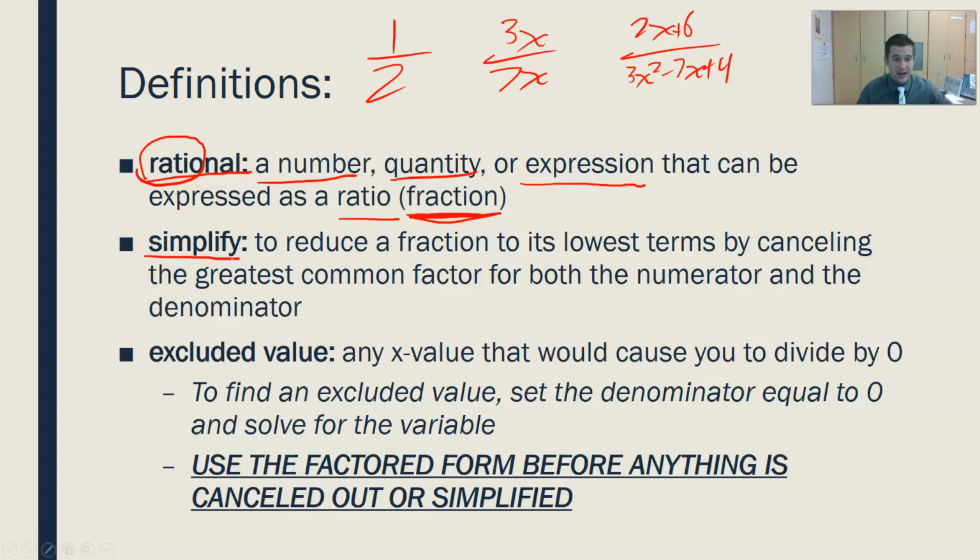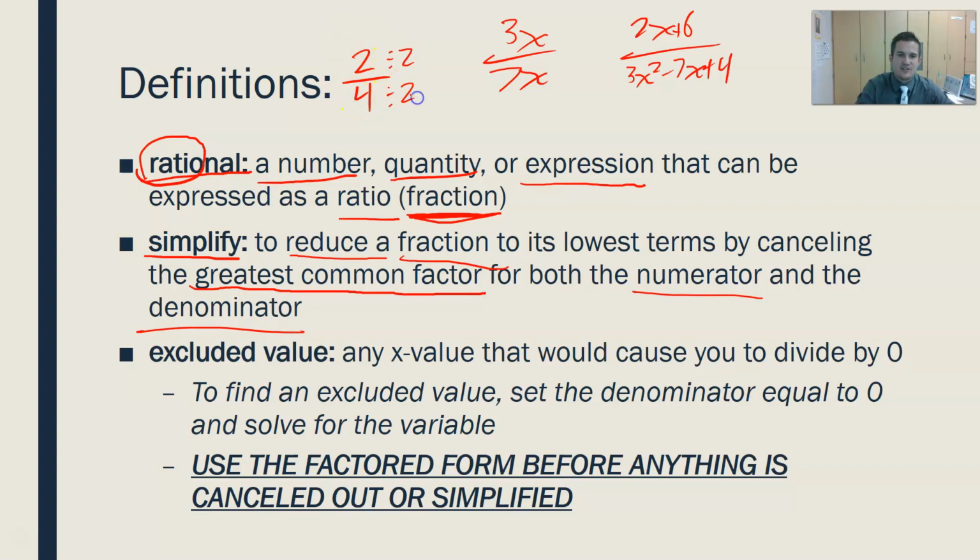When I talk about simplifying, I'm talking about reducing a fraction to its lowest terms by canceling the greatest common factor from both the numerator and the denominator. So when I'm simplifying a fraction, a simple example is if I had, say, 2/4. 2/4 is a rational expression, but I can simplify that because 2 can divide into both the numerator, or the top, and the denominator, the bottom. So 2/4, since I can divide both of those terms by 2, can reduce to 1/2. So we're going to see how rational expressions with variables and full polynomials can also be reduced by dividing by the greatest common factor.